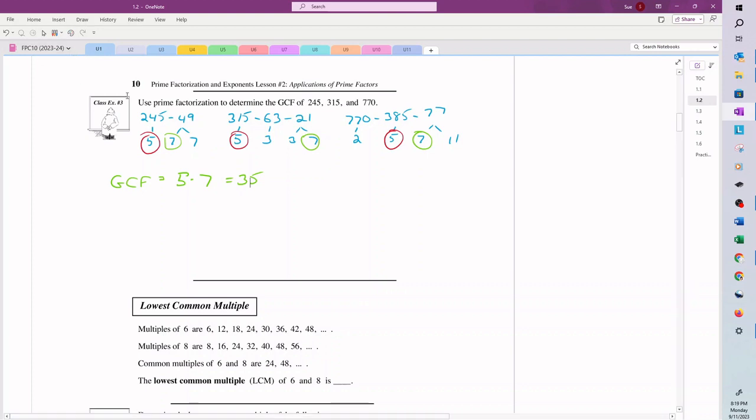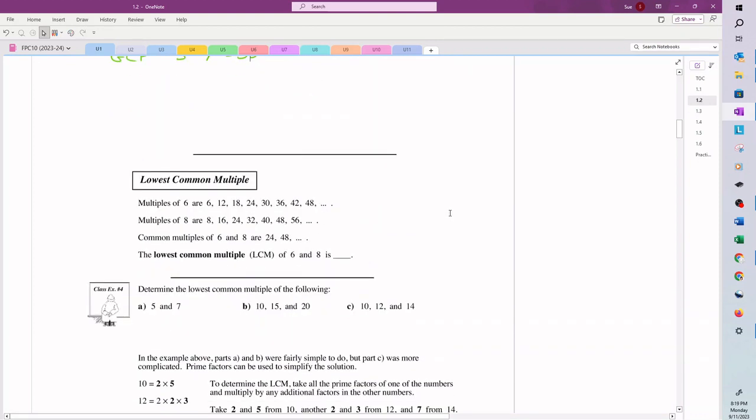So multiples of 6 are 6, 12, 18, and so on. Multiples of 8 are 8, 16, 24. Make sure that you're including the number itself, because that is 8 times 1 or 6 times 1. So it is a multiple. Common multiples of 6 and 8 are anything that shows up in both lists. So 24 shows up in both lists, so 24 is a common multiple. 48 is a common multiple. There are a whole lot of common multiples. We're usually interested in the lowest common multiple. So in this case, it's 24.